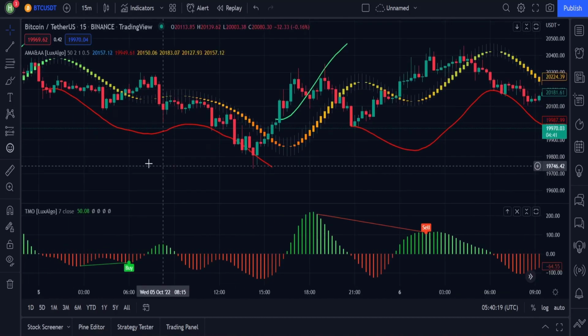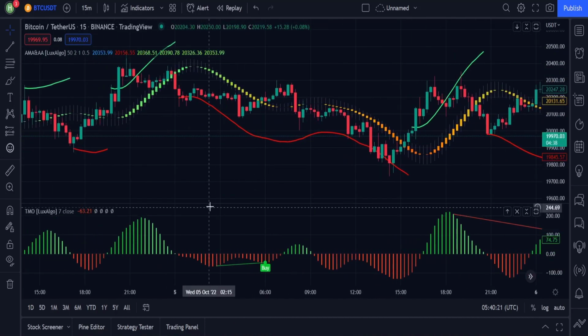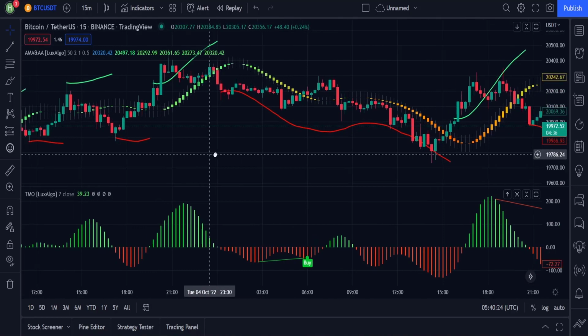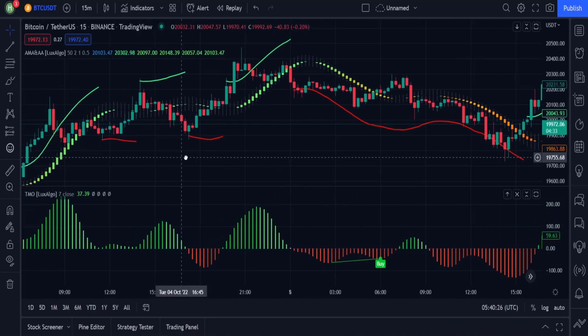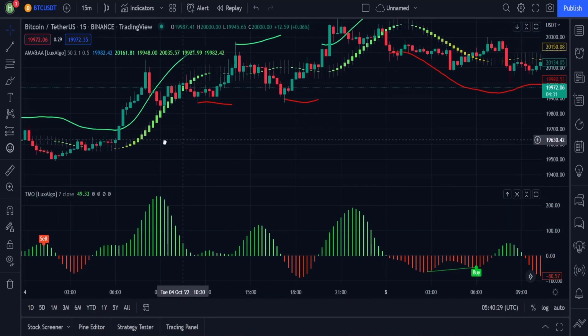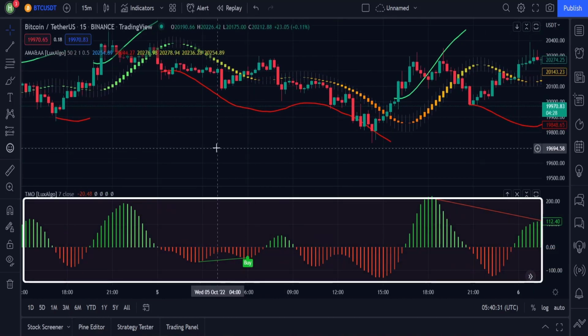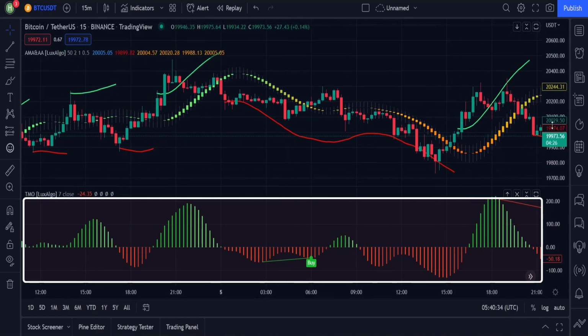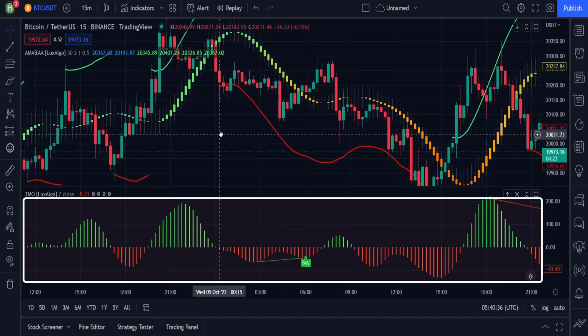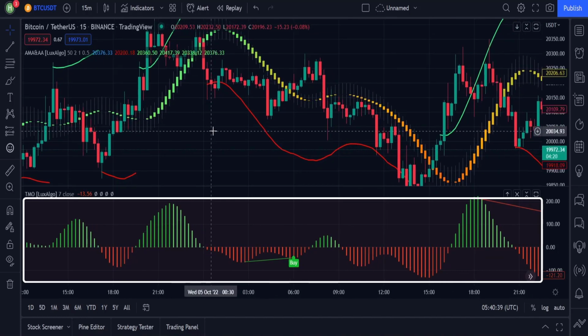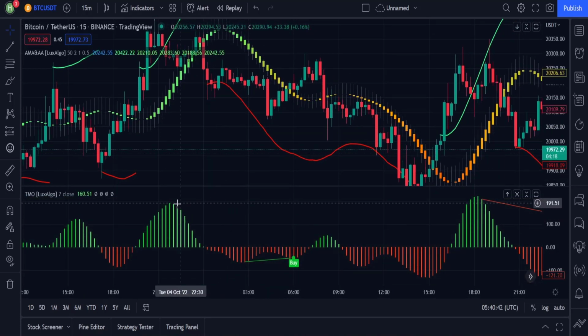First, let's start with the TMO, the Triangular Momentum Oscillator. This is going to be our main confirmation indicator. Based on its signals, we're going to be placing buy and sell orders. The oscillator is based on the momentum of a triangular moving average, hence the name triangular momentum. Because of the very smooth property of the triangular moving average, this indicator is used to detect divergences.